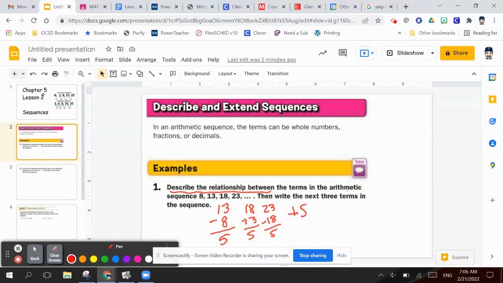So if I'm finding the next 3 terms or the next 3 numbers, I'm going to take 23 plus 5, which is 28. 28 plus 5, which is 33. And 33 plus 5, which is 38.